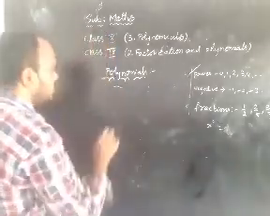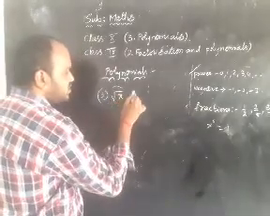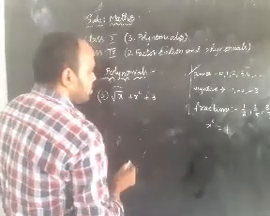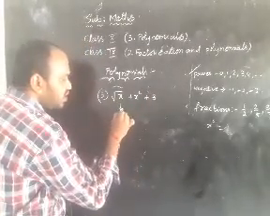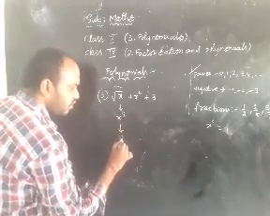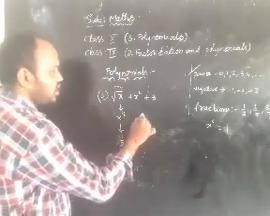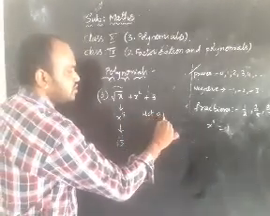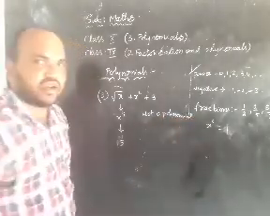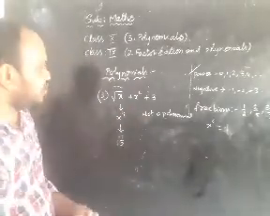Now see the third example here. Root x plus x square plus 3. Now we can write root x as x to the power of 1 by 2. Now what is the power here? 1 by 2. It is a fraction. So this is not a polynomial. Clearly we can say that if the power is a fraction, that is not a polynomial.